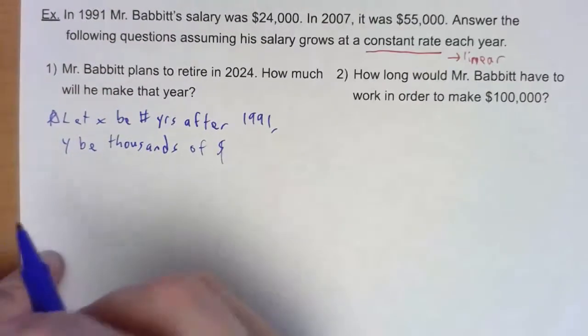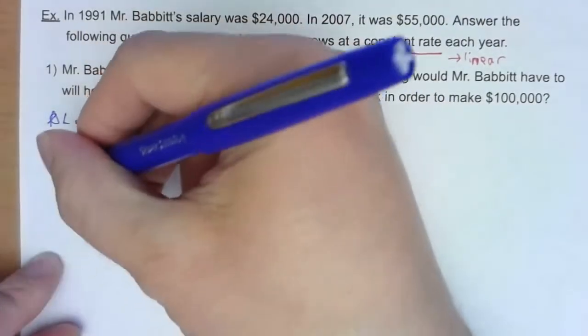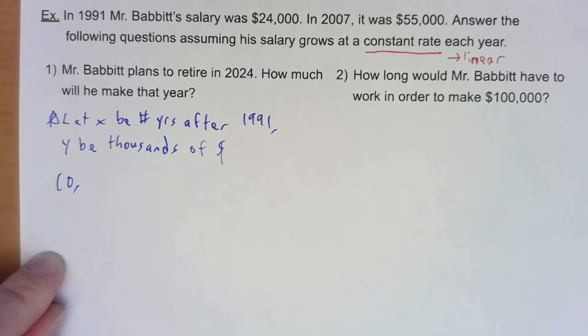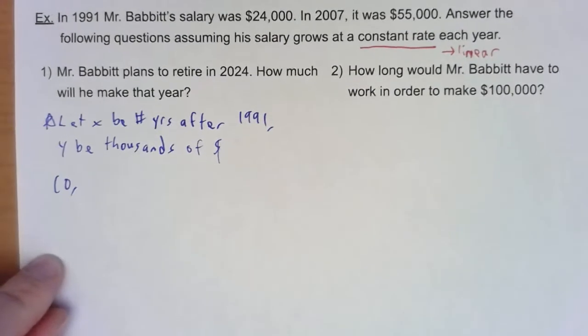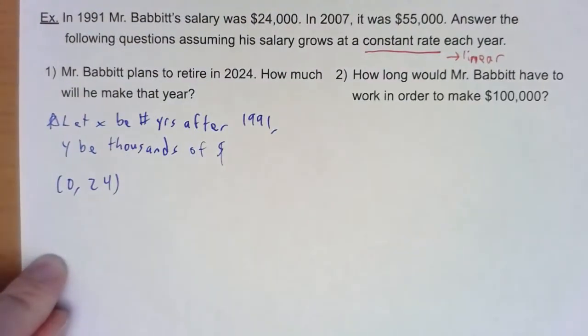Okay. So then what that means is that for these points right here, this first one here, the x is going to be 0. That's the key of why this is going to make my life so easy. And then instead of having to write 24,000, I'm just going to write 24.